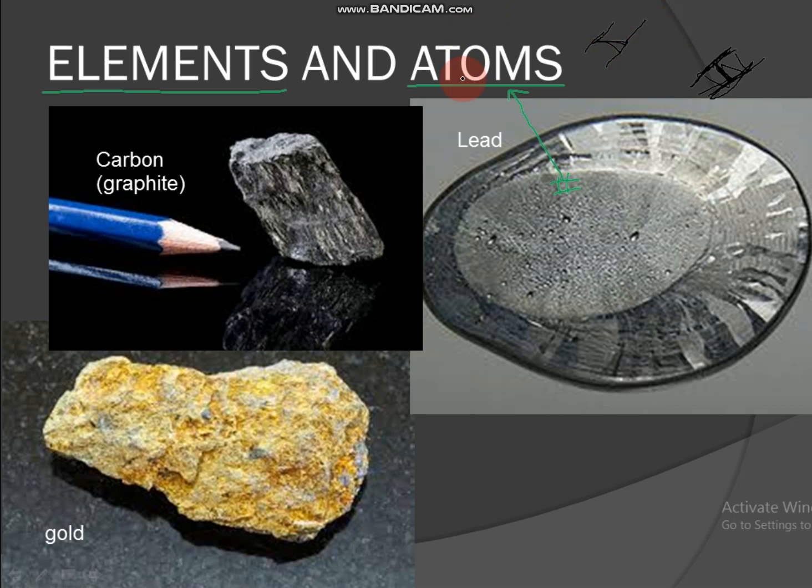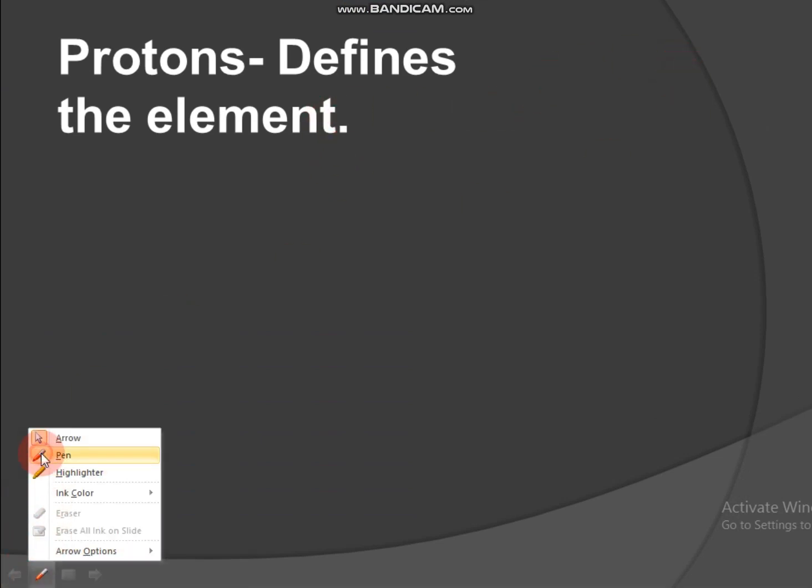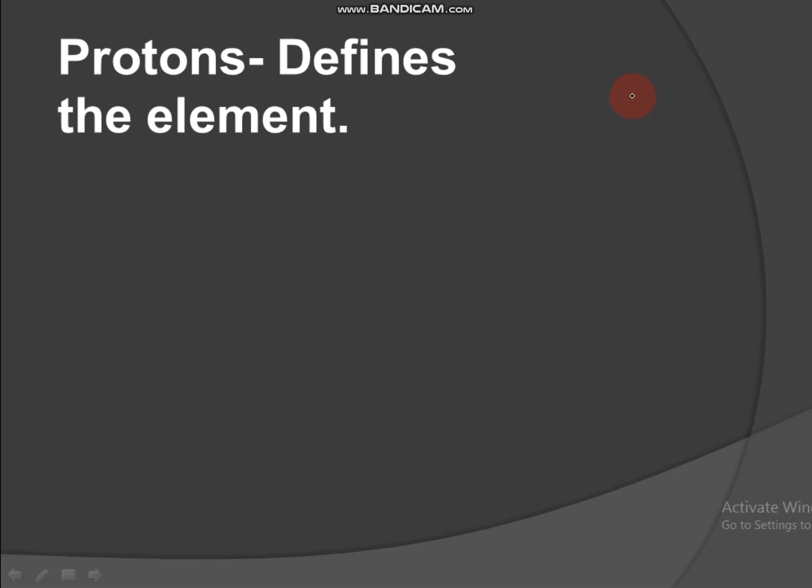Next, atoms are also made up of more fundamental particles. These fundamental particles are protons, which define the element. But how do they define the element? Assume that it's a carbon atom. There are some number of protons in this atom, and that number of protons defines which type of atom it is.